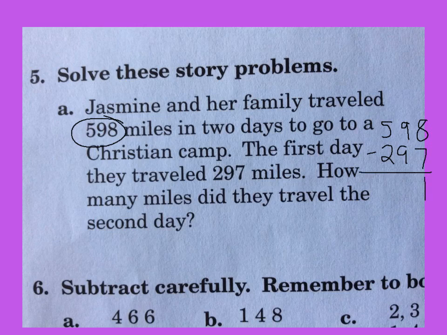Eight minus 7 is 1. 9 minus 9 is 0. 5 minus 2 is 3. And so they traveled 301 miles.